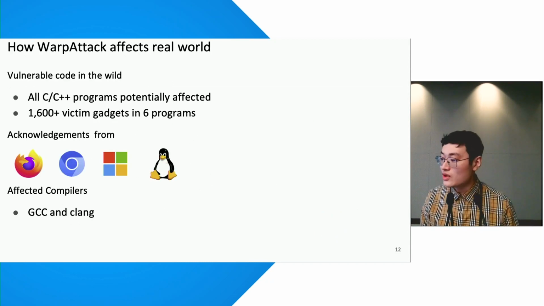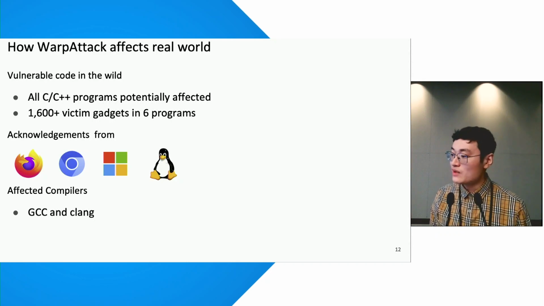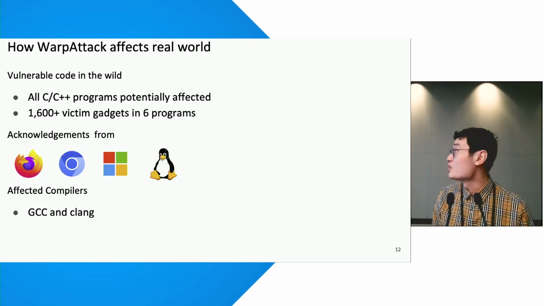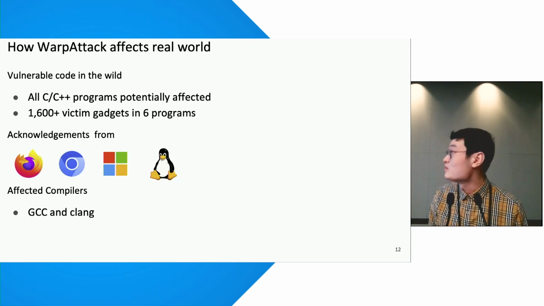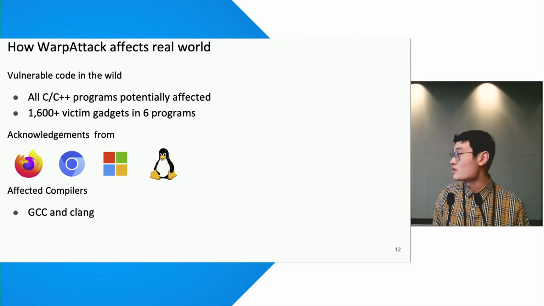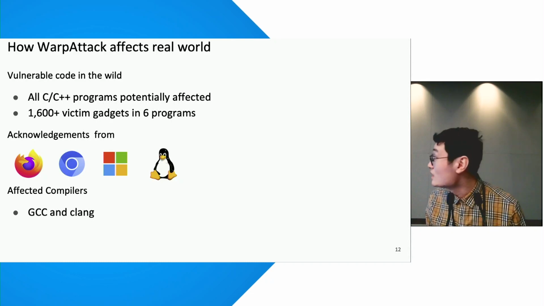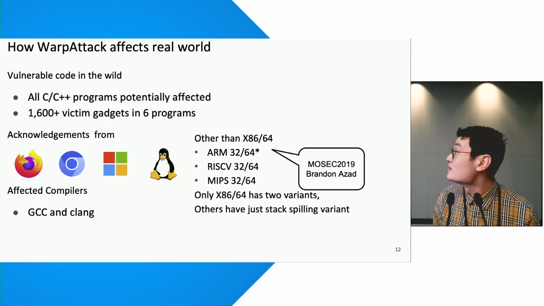Now let's explore how WarpAttack affects the real world. In our evaluation of WarpAttack among many real-world programs, we found more than 1,600 victim gadgets in 6 programs, including Firefox and Chromium. We also got acknowledgement from many communities, and we found both GCC and Clang are affected.